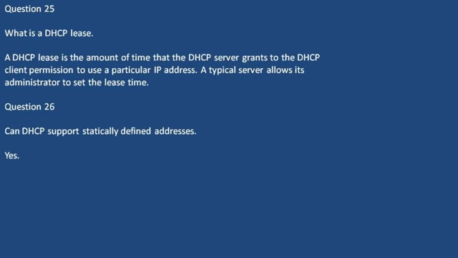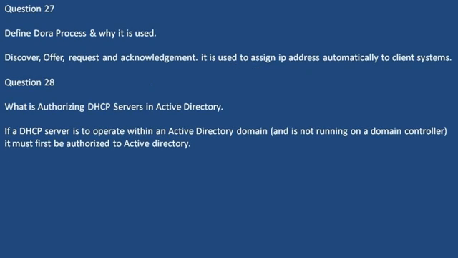Question number 25. What is a DHCP lease? A DHCP lease is the amount of time that the DHCP server grants the DHCP client permission to use a particular IP address. A typical server allows its administrator to set the lease time. Question number 26. Can DHCP support statically defined addresses? Yes. Question number 27. Define DORA process.